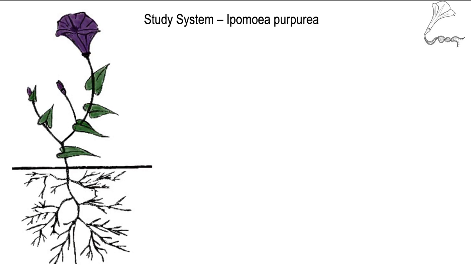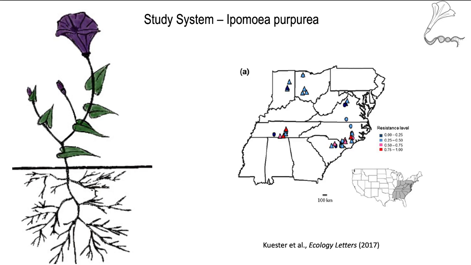So to answer these questions, we chose Ipomoea purpurea or morning glory as our study system, which is a common agricultural weed in the US. It is ideal to study NTSR herbicide resistance because multiple populations of the species have been exposed to the herbicide glyphosate, and different populations have developed varying levels of resistance against glyphosate. Additionally, it has been established that this species has a polygenic NTSR mechanism against glyphosate.